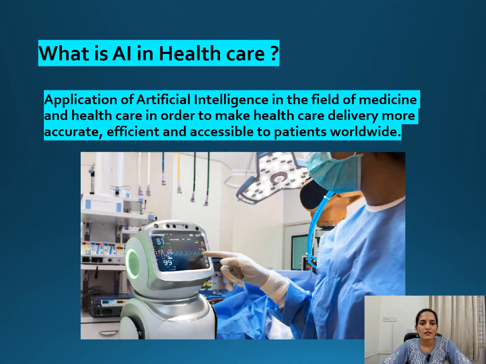Coming to this, what is AI in healthcare system? If you ask me for a definition, I can say that it is the application of AI in the field of medicine and healthcare in order to make the healthcare delivery system more accurate, more accessible, and more efficient. I have already told you, there are a lot of gaps and lacunae in the field of medicine and healthcare delivery, and this artificial intelligence is here to fill in those gaps.